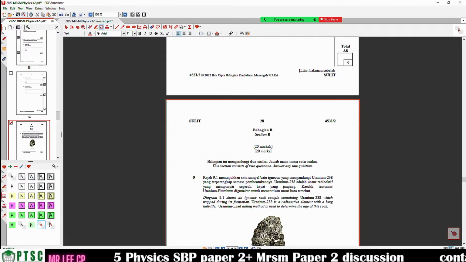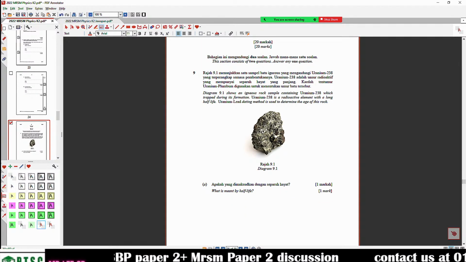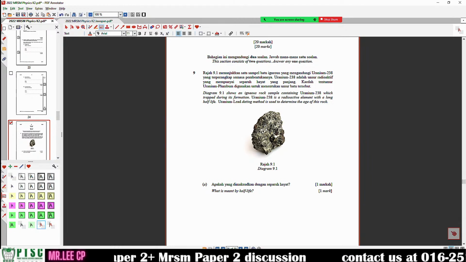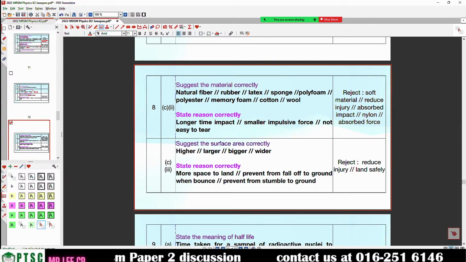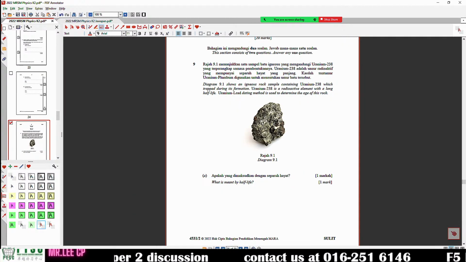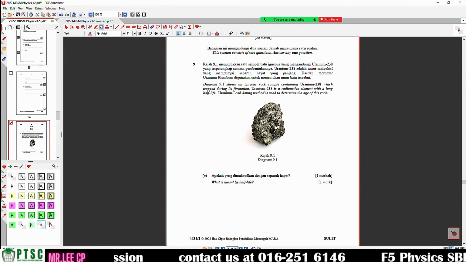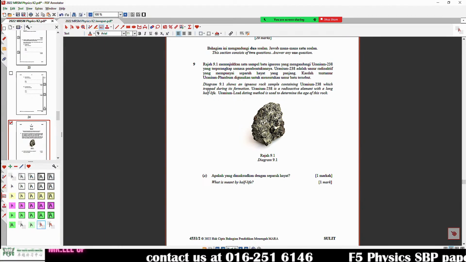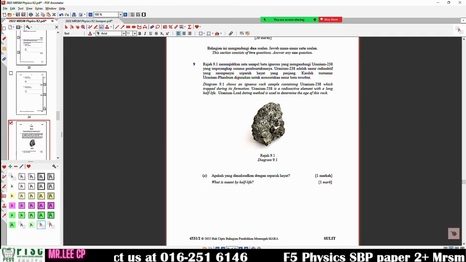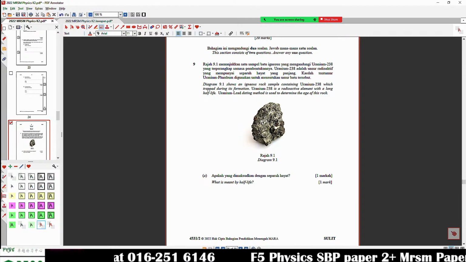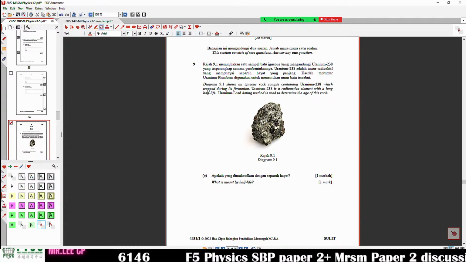Okay. Now, any question from here before I continue? So I go through number 9 right now. I try to go through as fast as I can. Number 9. Diagram 9.1 shows an igneous rock sample containing uranium, trapped by its formation, uranium-238, an element with a long half-life. The uranium-lead dating method is used to determine the age of the rock.